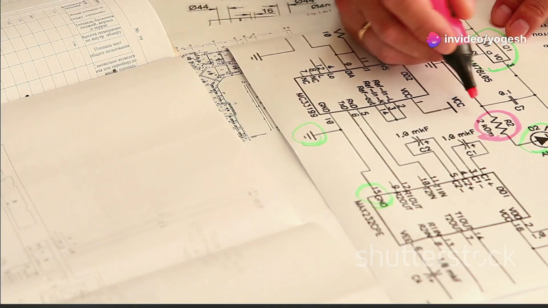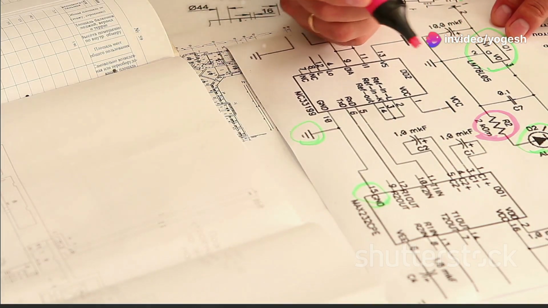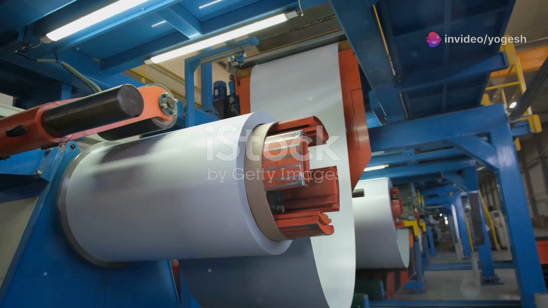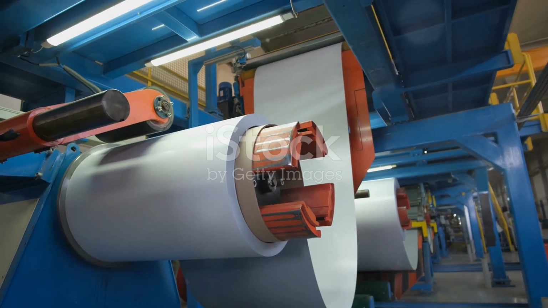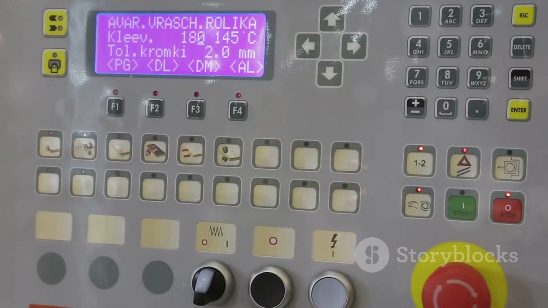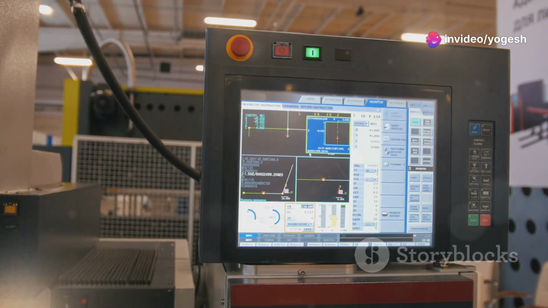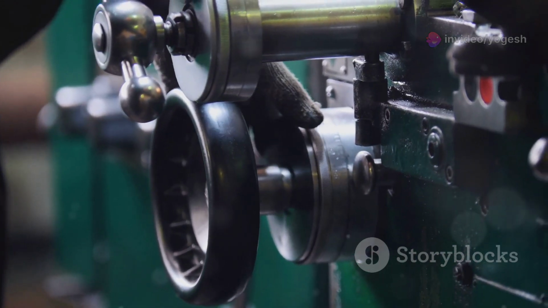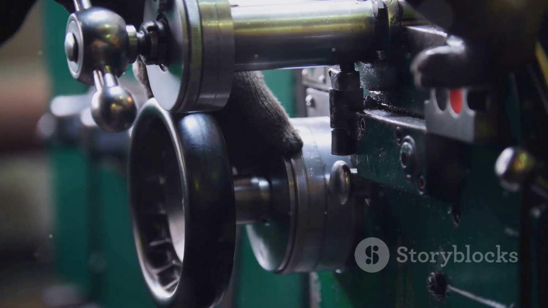Let's start with the P in PID. This stands for proportional. The proportional component is all about the present. It looks at the current error. Right now, the error is the difference between where you want to be, the set point, and where you actually are, the process variable. The P controller's output is directly proportional to this current error.